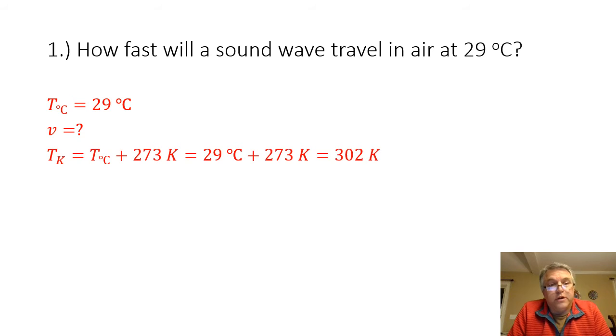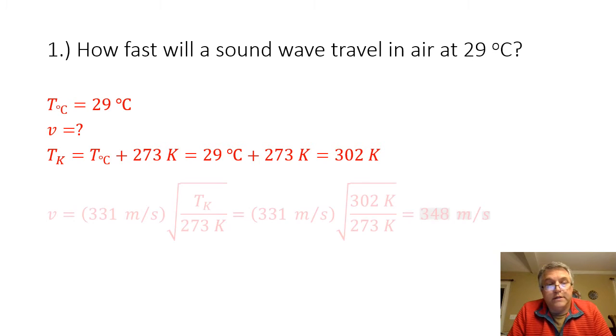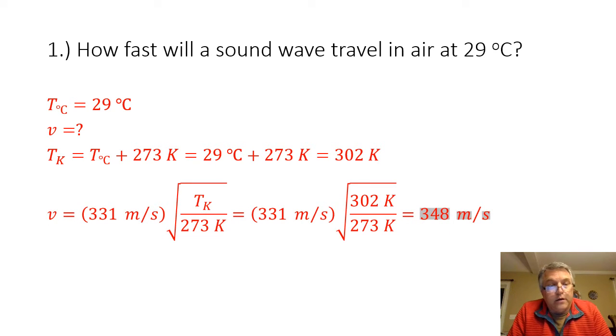To get the temperature in Kelvin, I simply take the temperature in Celsius and add 273 Kelvin to that. So to find my Kelvin temperature, I take 29 degrees, add 273 to that, and I'm going to have a temperature of 302 Kelvin. Now I simply take that temperature and plug it into my speed of sound in air formula. And I know the speed of sound in air is going to equal 331 meters per second.